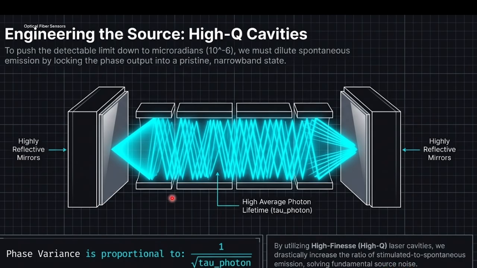So either it can be used, or it can be generated. A high Q cavity can be generated using the Fabry-Perot cavity or a distributed feedback lasing cavity. So here is the example of the FP, where the highly reflective mirrors are kept facing each other, and their high average photon lifetime is directly inversely proportional to the phase variance.